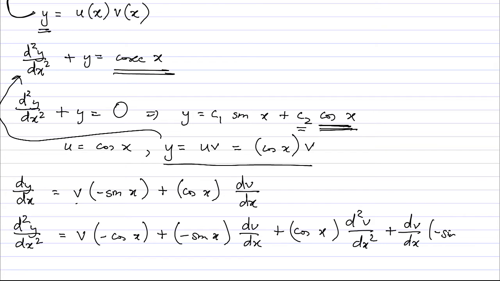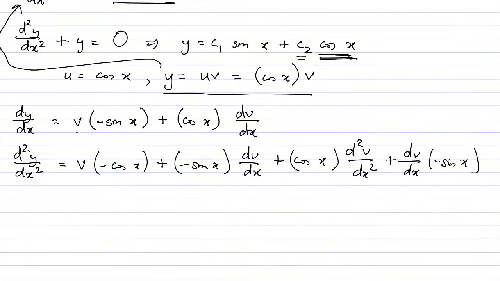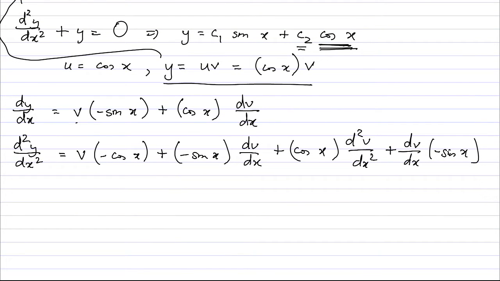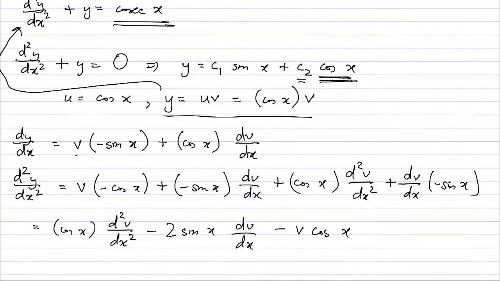In all these detailed methods, it seems along the way that you're getting a bigger mess, but have hope, it usually simplifies. So what you then get is that the second derivative of y is equal to cosine of x times the double derivative of v with respect to x, minus 2 sine x dv by dx, minus v cosine of x.